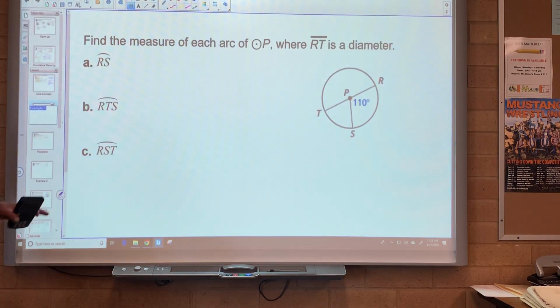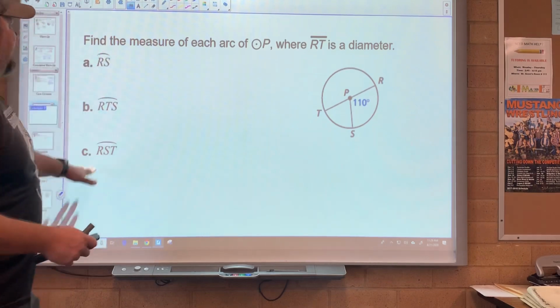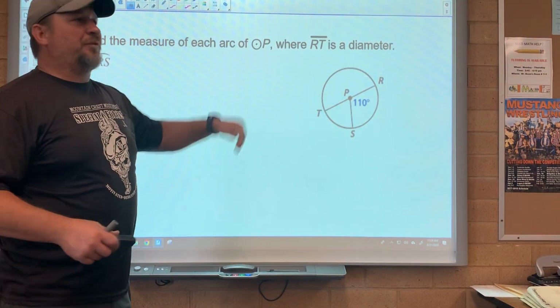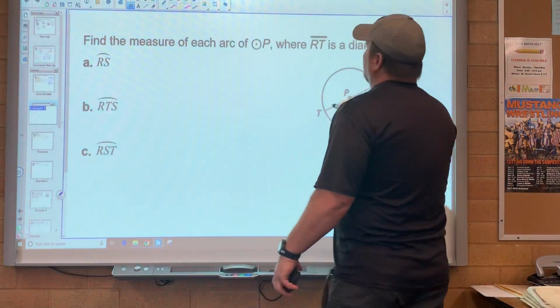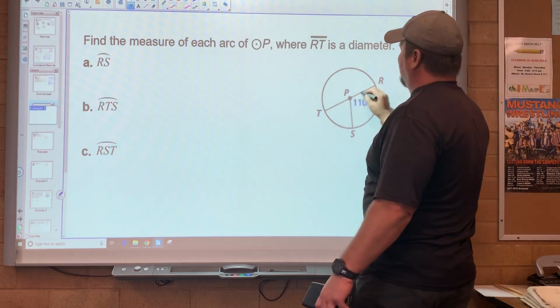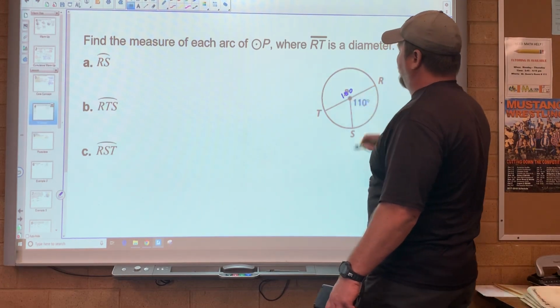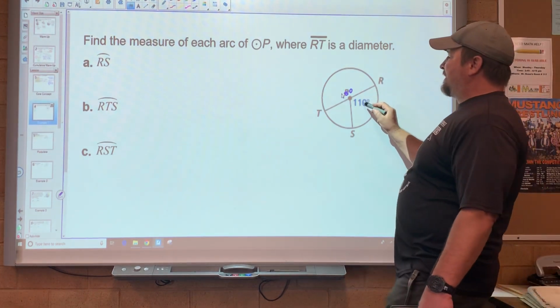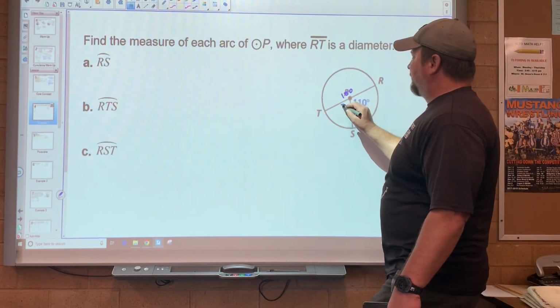Here's what I mean by solve the picture. I'm not going to look at any of this right here. Don't even look at your question. Look at your picture, solve the picture. Well, they say in the information up above that R to T is a diameter. So if that's a diameter, then this is 180, everybody. Okay? If that's 180 and this is 110, then this has to be 70.